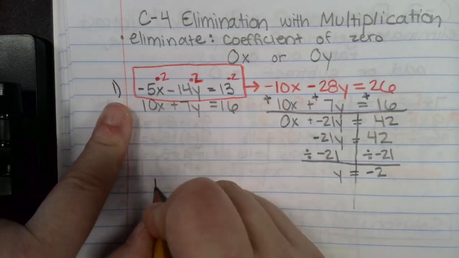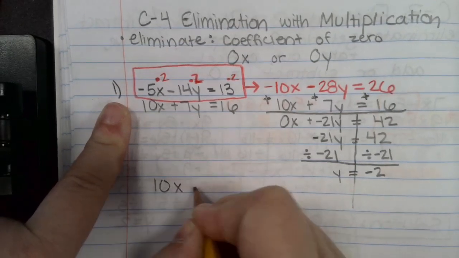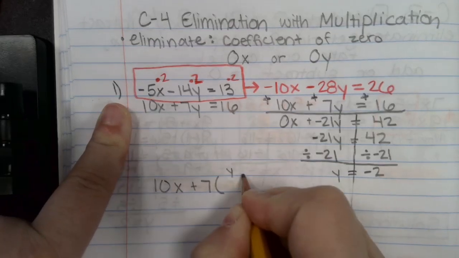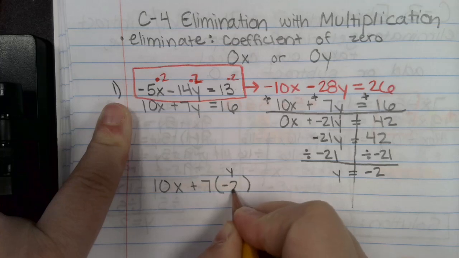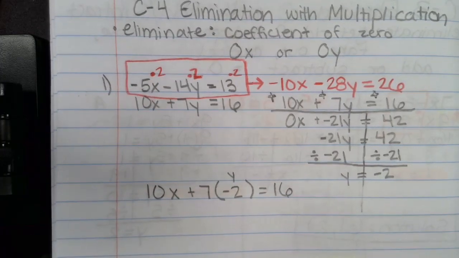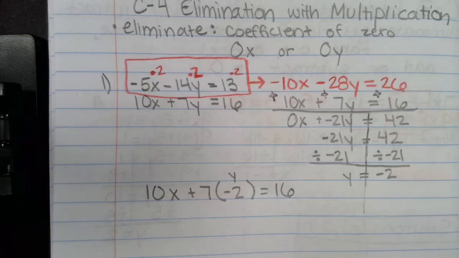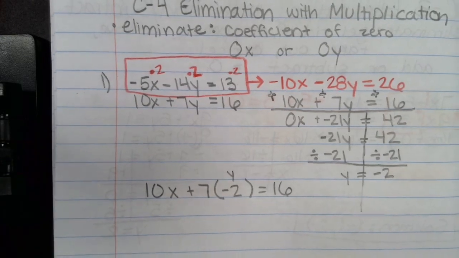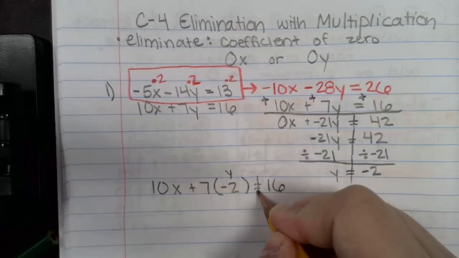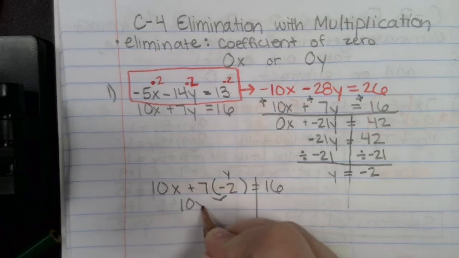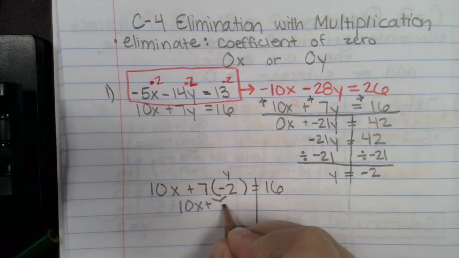Okay, so I'm going to do 10x plus 7. Now instead of y, what is our y? Negative 2 equals 16. And I want to solve that for our x. To start off with, though, we simplify. What is 7 times negative 2? Negative 14.